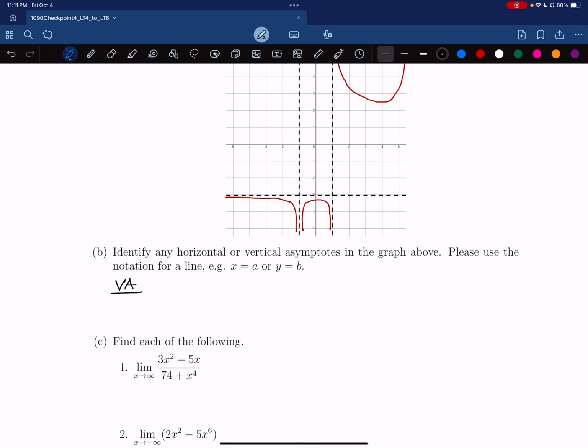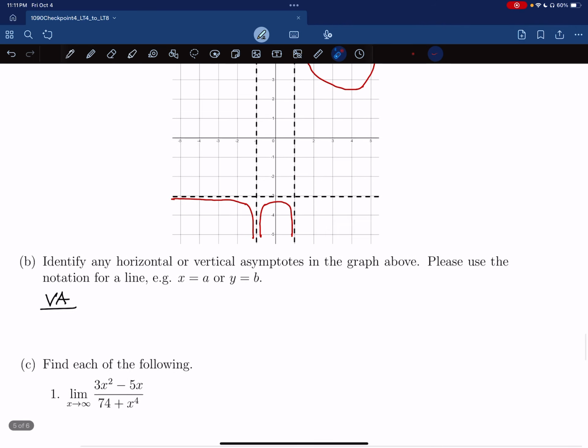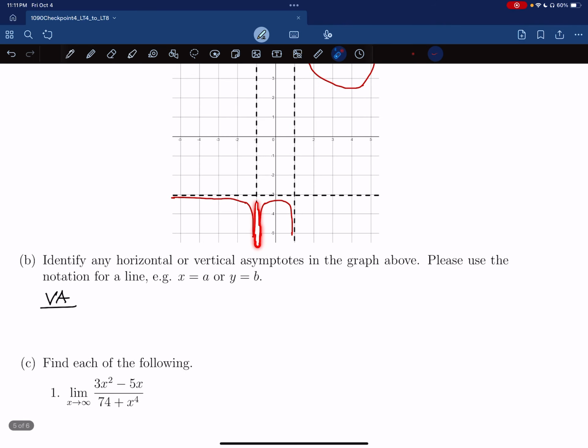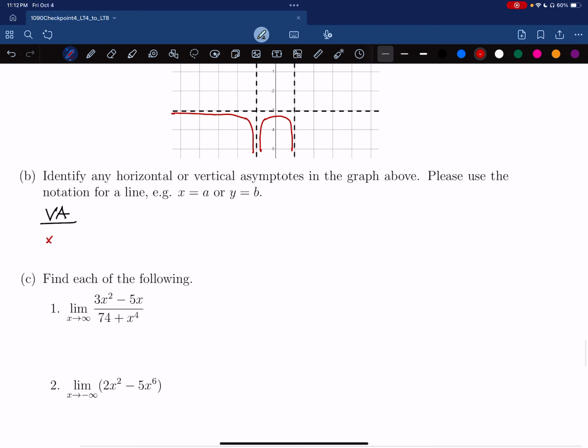Once you have a graph, it's not too hard to identify. So I'll zoom in and look for vertical asymptotes. And this is where these lines kind of help us out as well. I'm seeing a vertical asymptote here at x equals -1 and one at x equals 1. So I'm going to go ahead and write that in. x equals -1 and x equals 1.